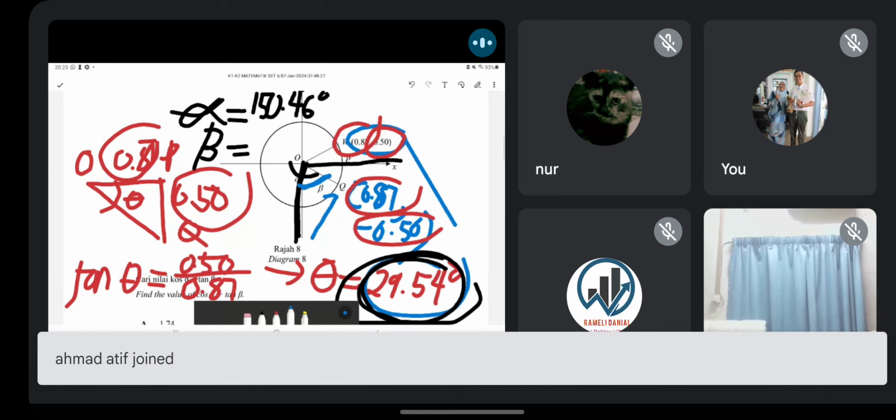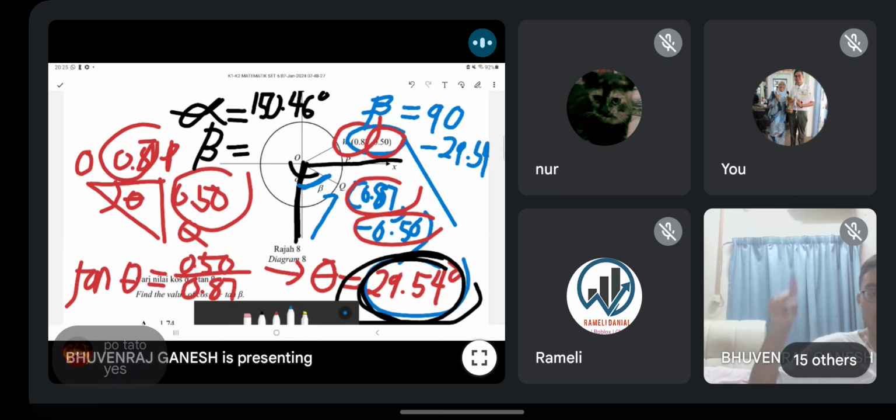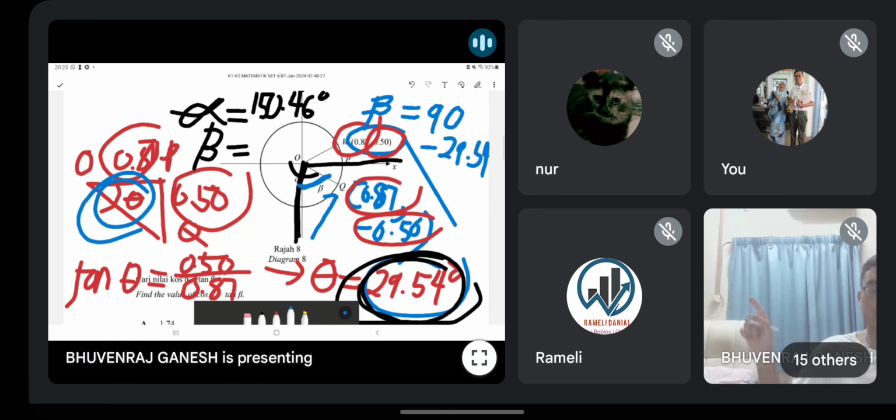Okay, so simple, very simple, beta, you just take 90 minus 29.54, you will get beta. Can everyone understand this? Boleh tak? Semua kat sini faham. Because quadrant is 90 degree, your reference angle, sudut rujukan over here is 29.54. That's why 90 minus 29.54. Okay, you count the answer, you should get 60.46. Okay, jawapan dia.